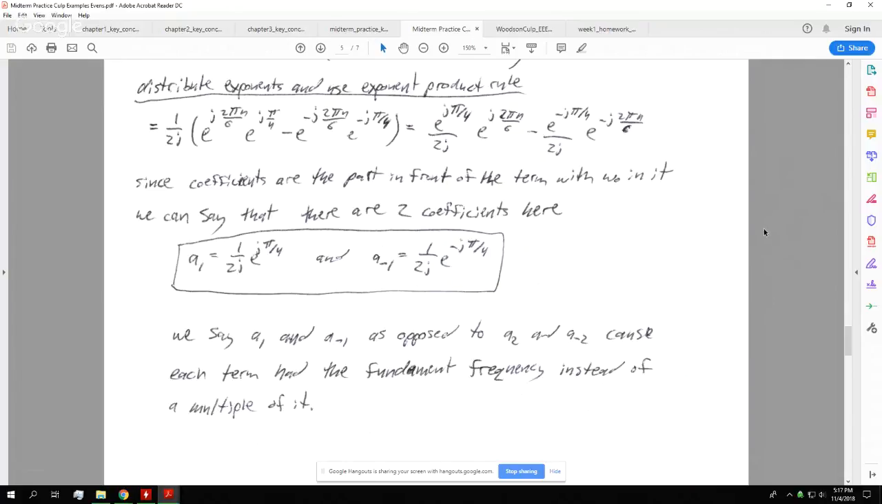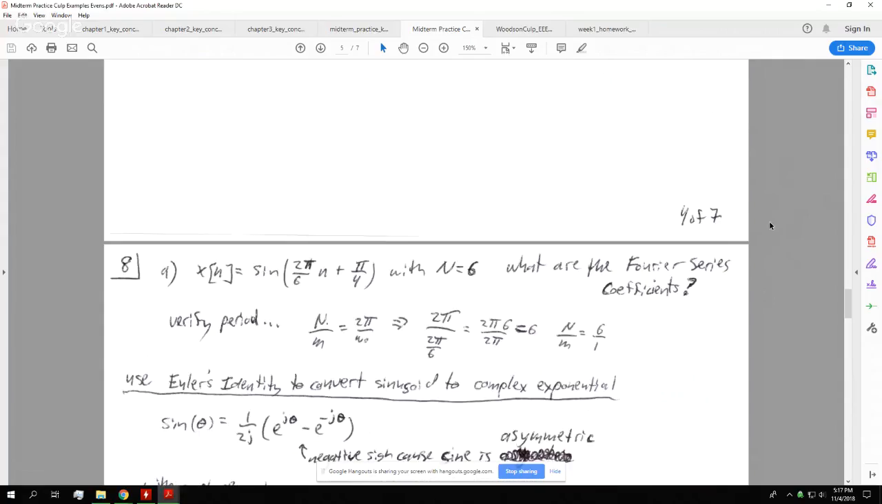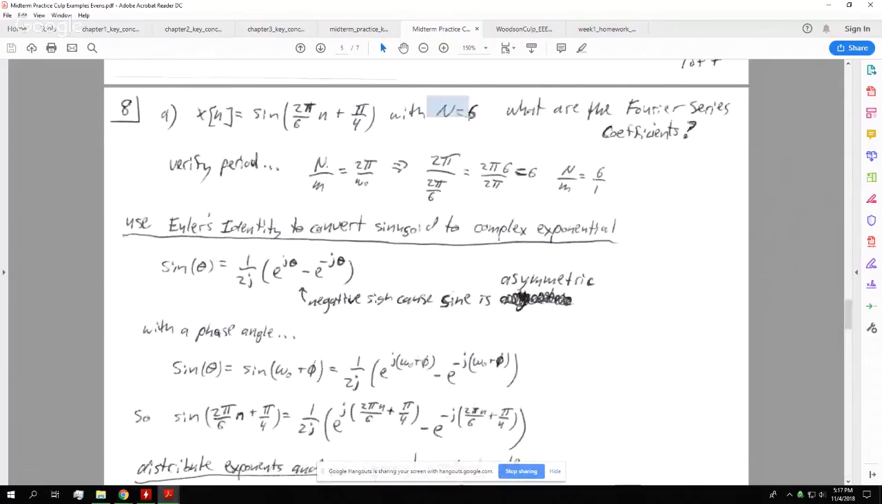Now, you might be asking yourself, why did I choose a1 and a minus 1 instead of anything else like a2, a minus 2, a5, a minus 5? The reason is that the terms in our expression were in terms of our fundamental frequency, 2 pi over 6. Remember, that was given to us in the original problem. We know that the period is 6, and therefore the angular frequency is 2 pi over 6. We know this is fundamental because we calculated that here.